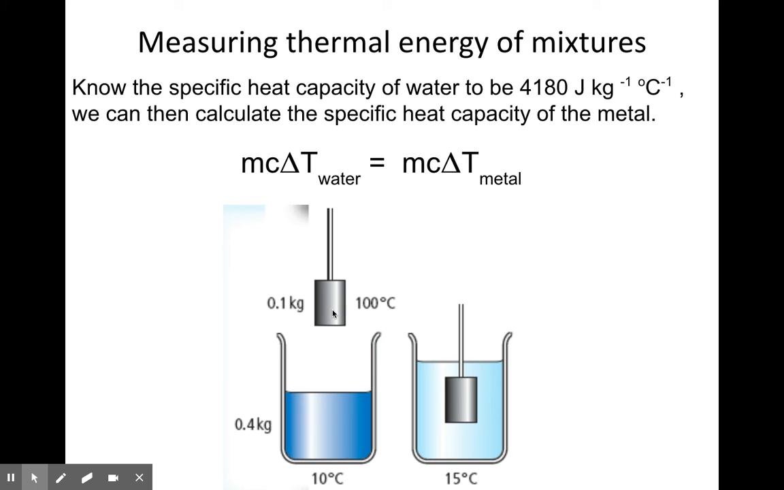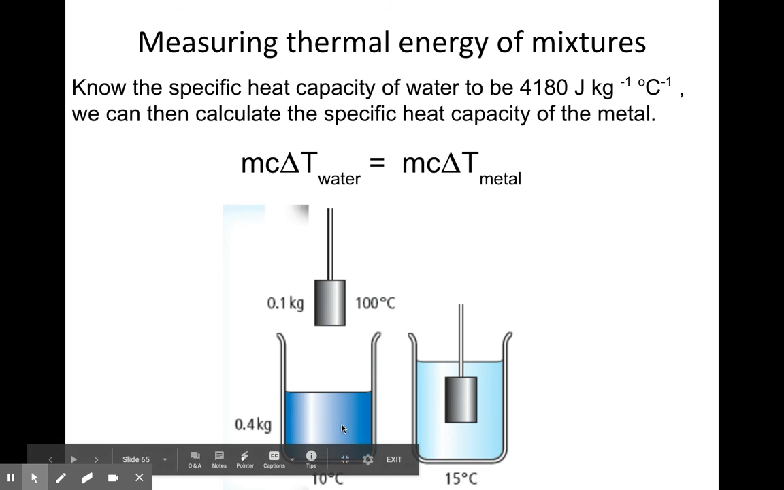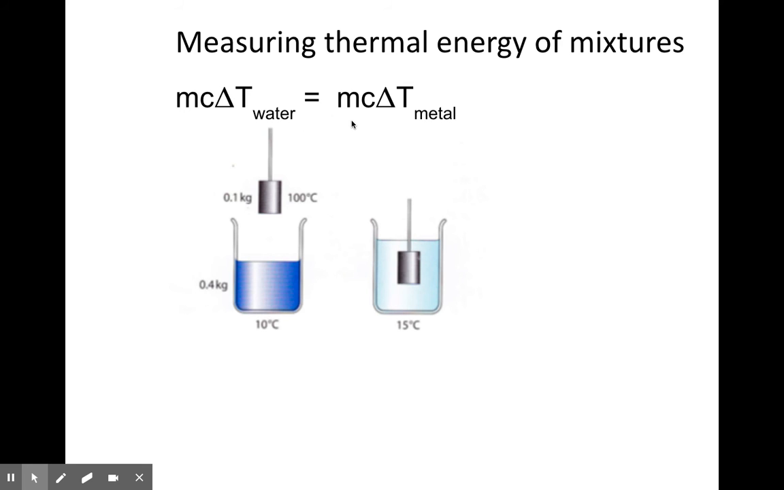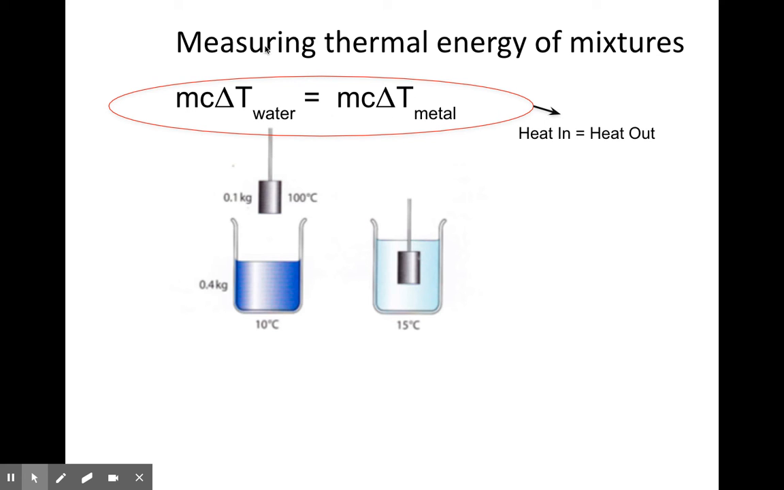So, what if I had a 0.1 kilogram piece of metal at 100 degrees Celsius, and I had some water at 10 degrees Celsius, and I put it in and I wanted to find out how much energy was transferred? Well, I'll know all of these except for one, and I'll have to solve for the unknown. So, for example, heat in has to equal the heat out.